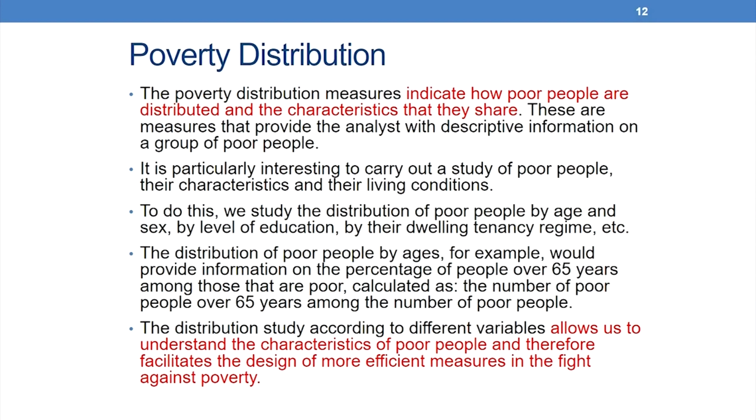And the distribution of poor people by ages, for example, would provide information on the percentage of people over 65 years among those that are poor, calculated as the number of poor people over 65 years among the number of poor people. So, the distribution study according to different variables allows us to understand the characteristics of poor people and therefore facilitates the design of more efficient measures in the fight against poverty.